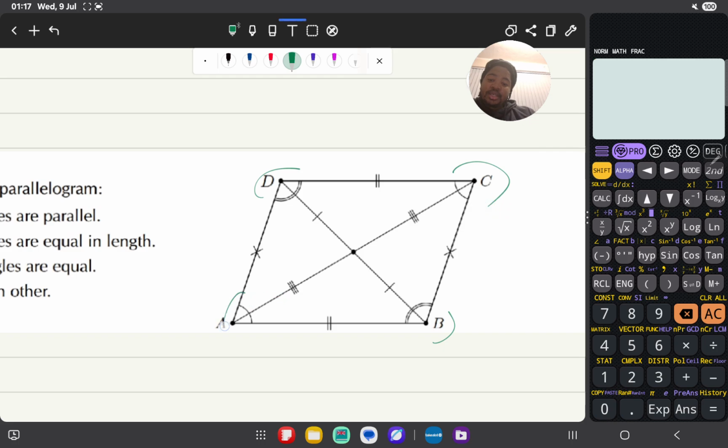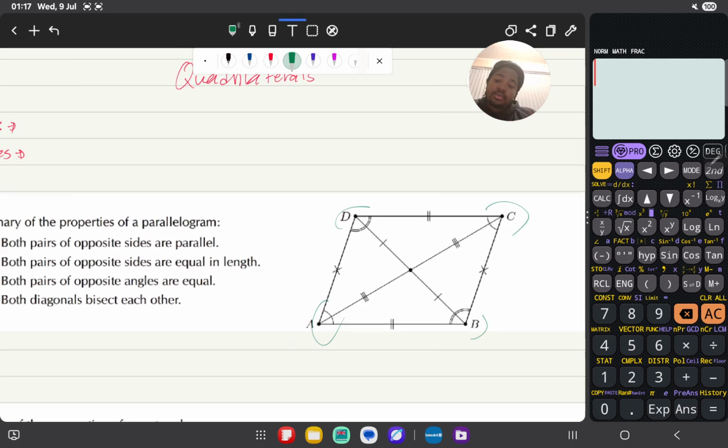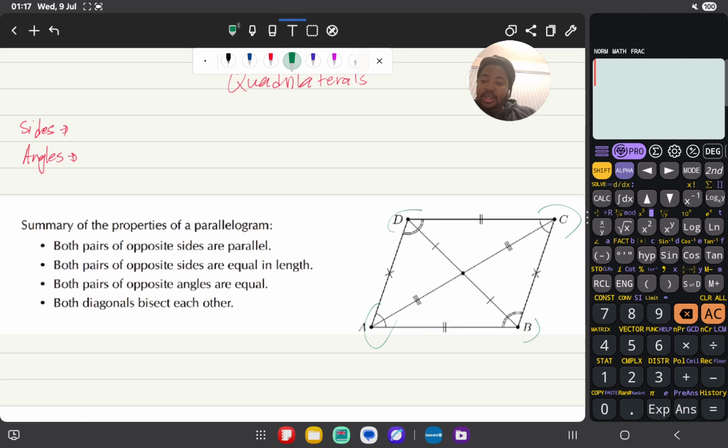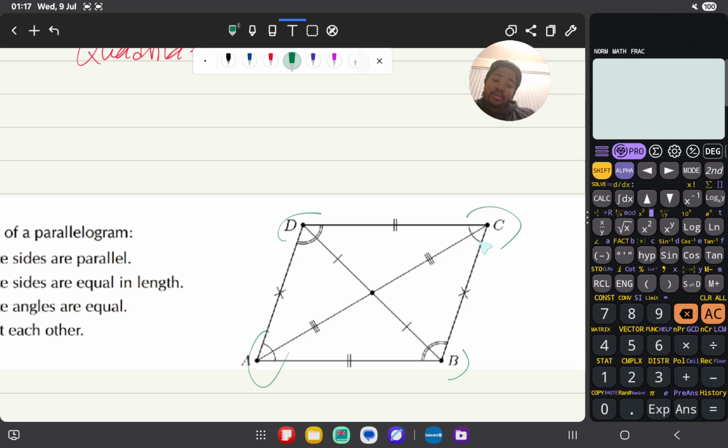Look at C and A. These are opposite angles and yet they are equal, right? Both pairs of opposite angles are equal, right? And also look at this, we have diagonals, diagonal AC, diagonal DB, right? They bisect each other, and this is very important. This line from here to the center equals the line from here to the center.